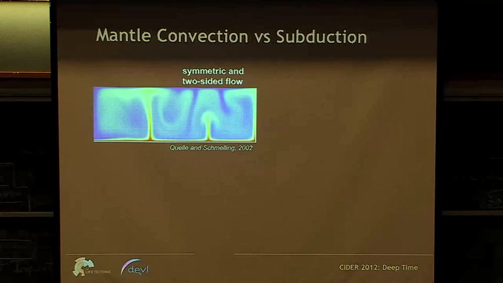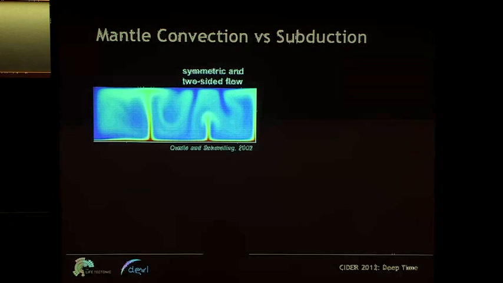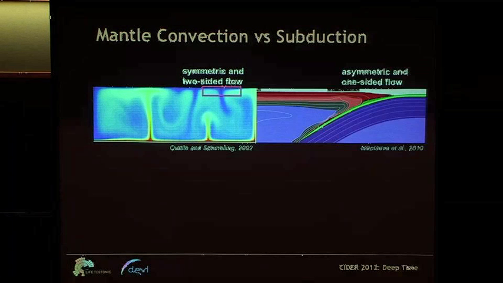So we'll go back to where Bruce began his talk with this typical mantle convection picture, an isoviscous mantle convecting, and you see these downwelling flows. The surface is being recycled. That's the cold surface boundary layer, and it looks fairly symmetric, and it's two-sided, and it's quite different from subduction, which is strongly asymmetric and one-sided.